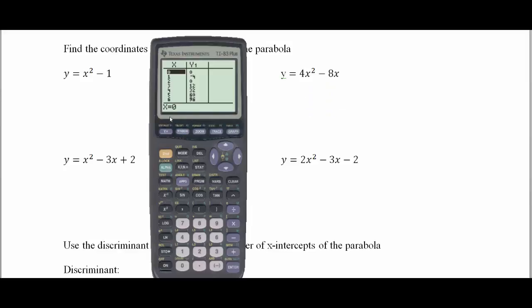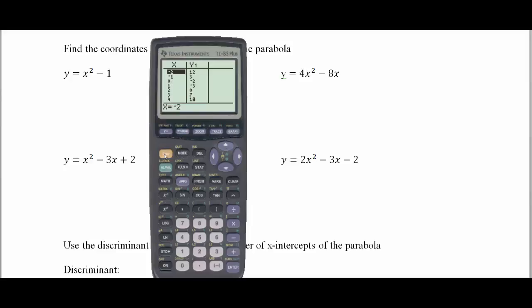Now let's take a look at this last example here, this 2x squared minus 3x minus 2. If I hit graph, I can make a hypothesis that that is definitely hitting the ground at 2, but that might be hitting the ground at negative 1/2. So I'm going to go second graph and take a look, and it does hit the ground at 2 comma 0, but negative 1/2, I can't really check.